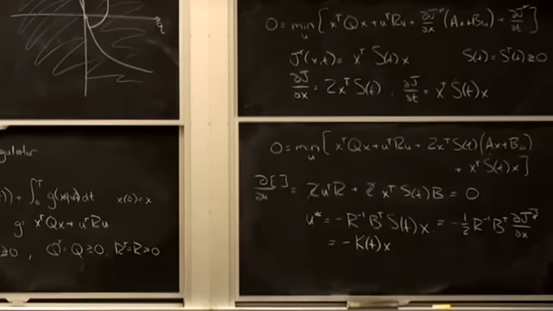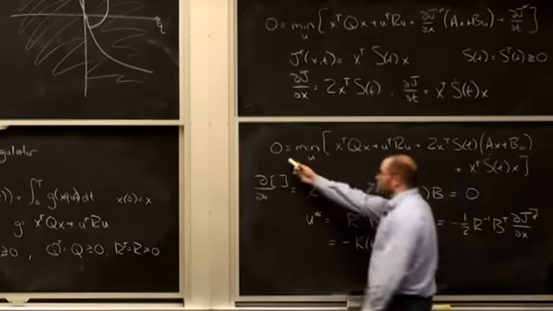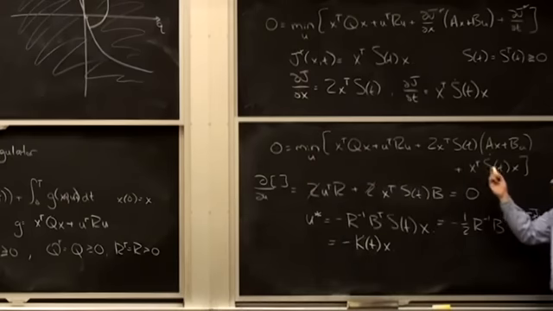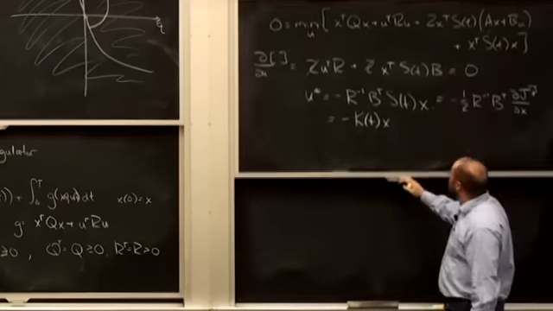Okay. How do we get S of t? Okay. Well, it's the thing that makes this equation 0, right? So what is that thing?